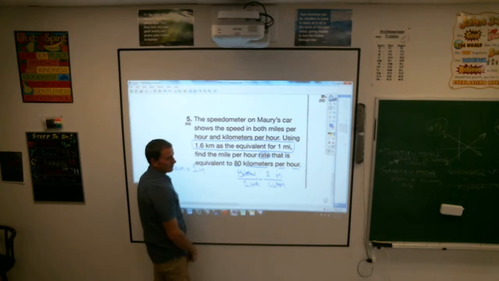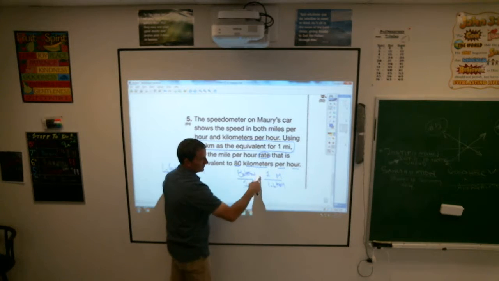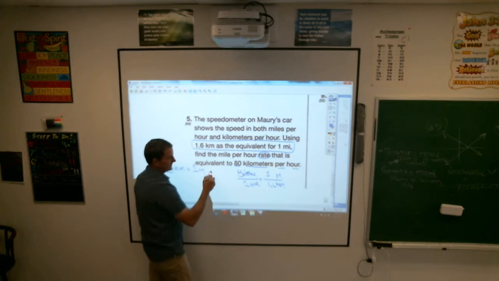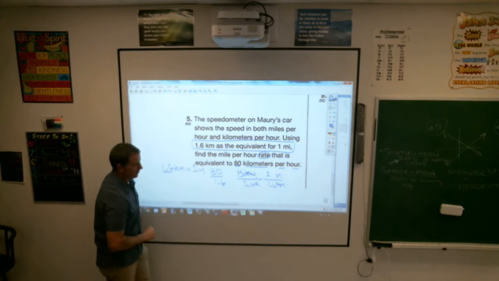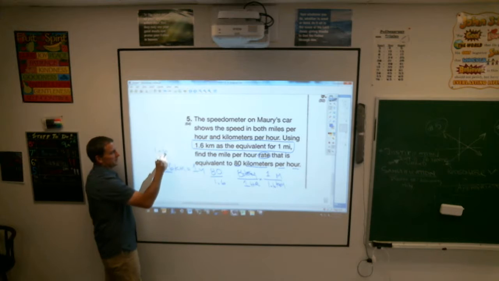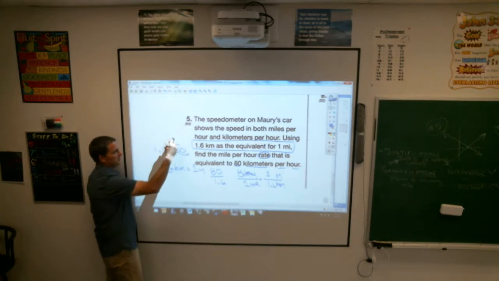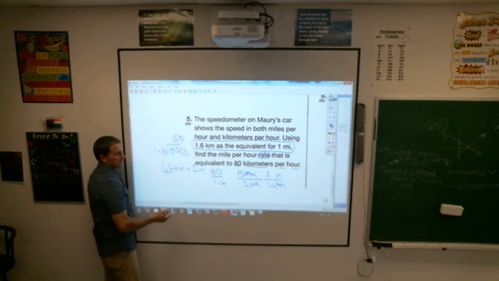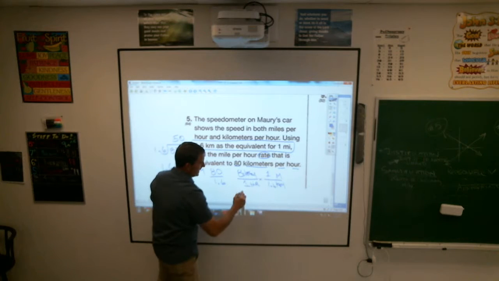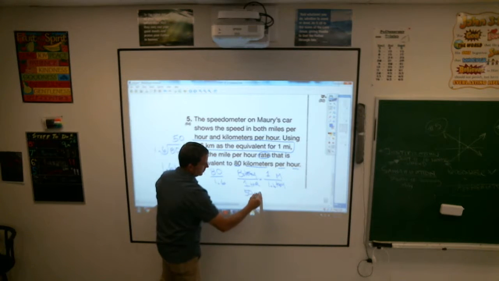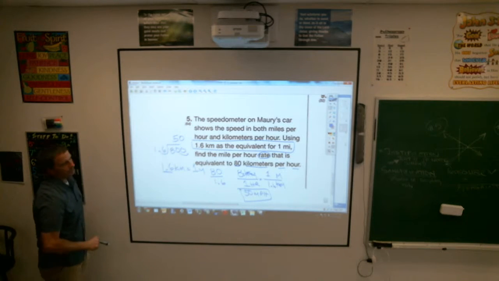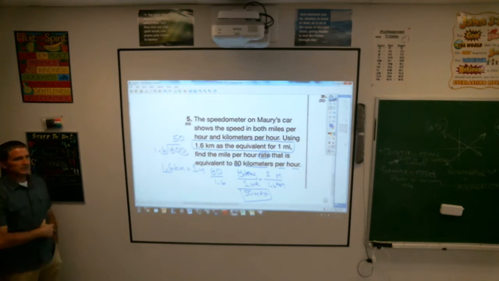I just need to do the math. What happens with this? It's 80 over 1.6 when you multiply those fractions, which means you need to divide 80 by 1.6. 1.6 into 80 is the same as 16 into 800, move the decimals over, which ends up being 50. You get 50 miles per hour, 50 mph. You're crossing off labels. All info needed is given.